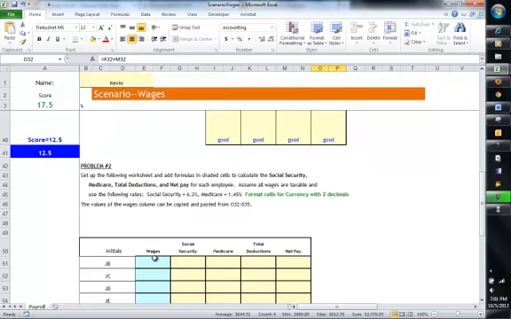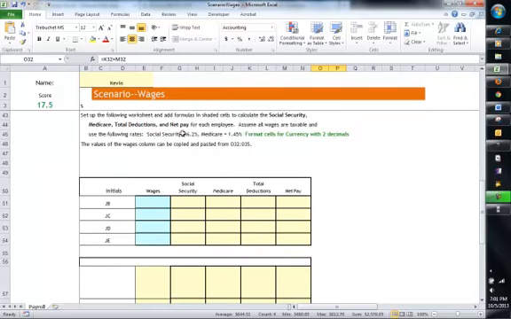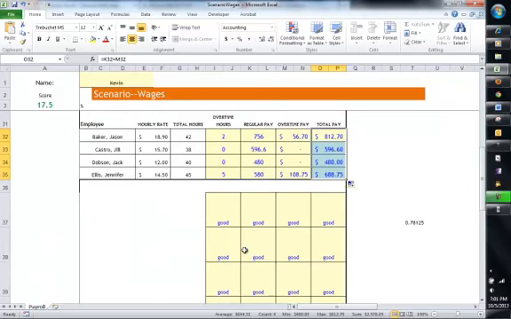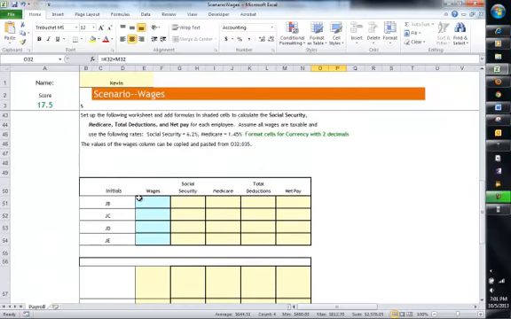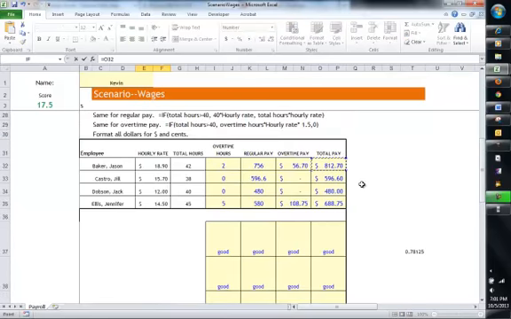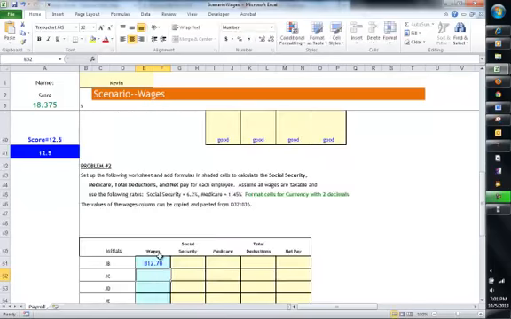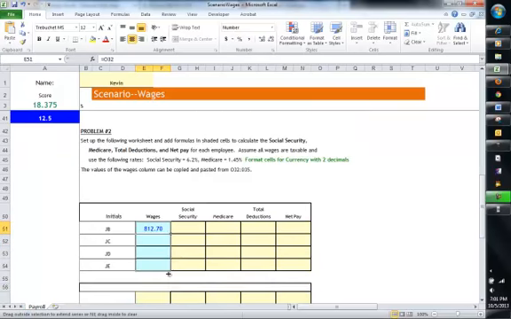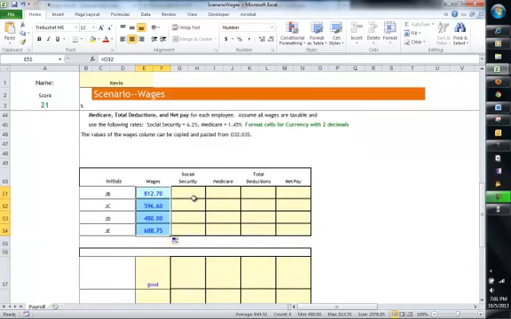If you notice, if all of these boxes are good, then we got that question right. Now, for the Medicare, total deductions and net pay, we need to get their wages first. So the easiest way to do that is in this box for JB, put in his total pay. So I just write equals O32. Now when I pull that down, I will be able to fill in the other boxes.